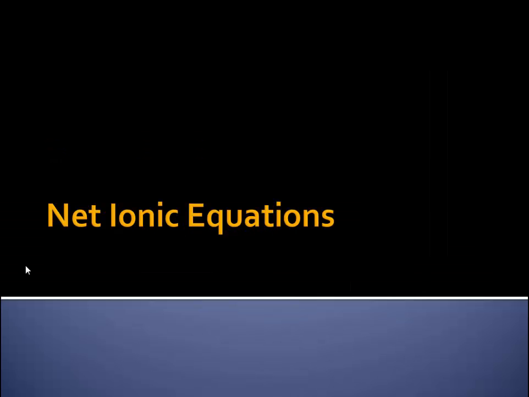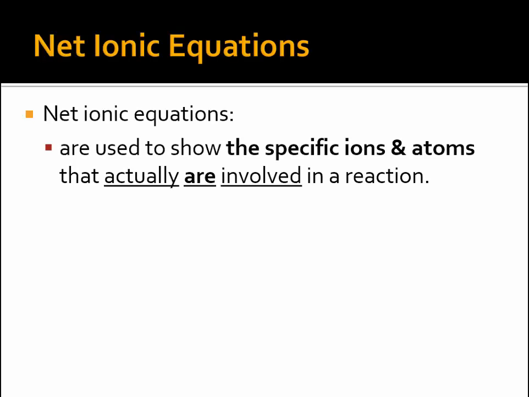Our next topic in the class is going to be net ionic equations. Net ionic equations have to do with showing the important parts of a reaction and what's really going on behind the scenes. A lot of reactions involve parts that in the written equation aren't really all that pertinent to what's really happening in terms of what you see. So net ionic equations are used to show the specific ions and atoms that are really involved in the reaction that we see from the outside.